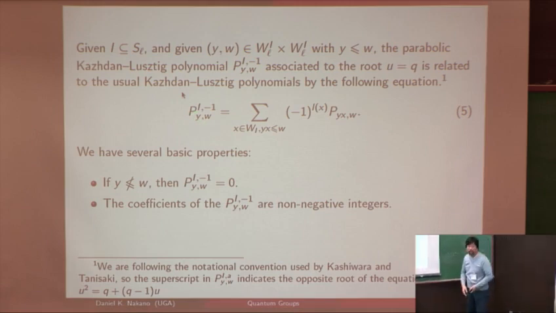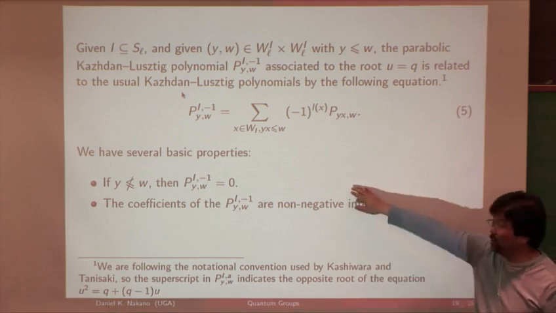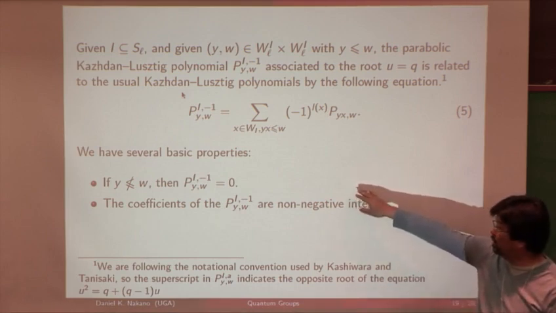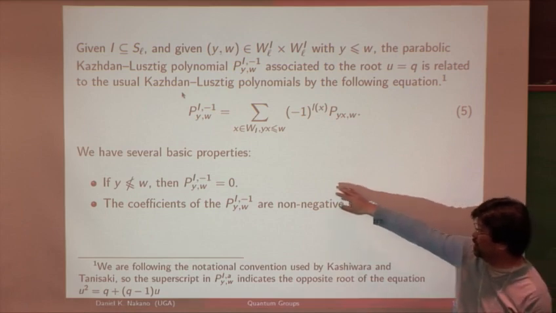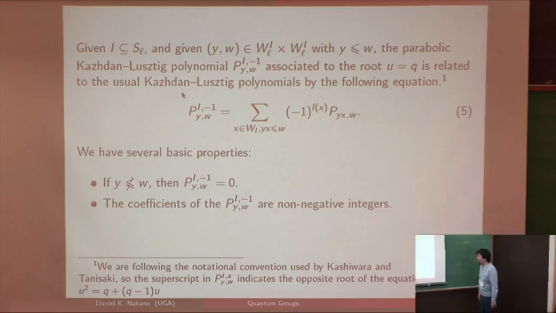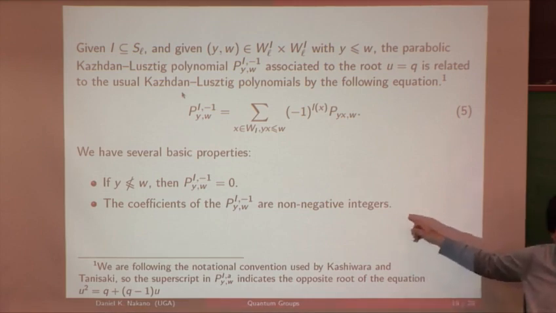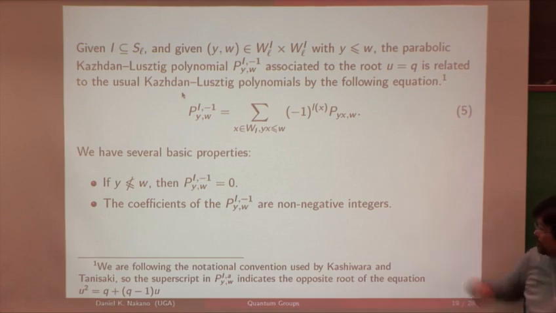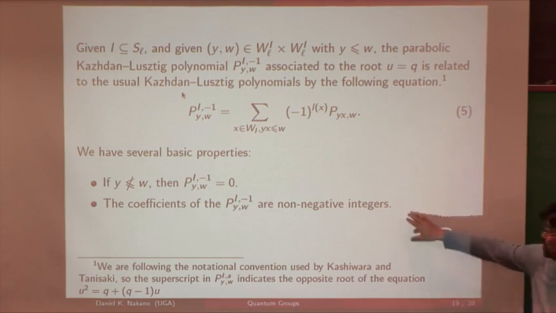Now, there are several basic properties of Kazhdan-Lusztig polynomials. One of them is that we get 0 in certain cases when y does not dominate w in terms of the Bruhat order. And the more important property about Kazhdan-Lusztig polynomials is that the coefficients here are non-negative integers. Okay. All right, so we're going to use this in a second.